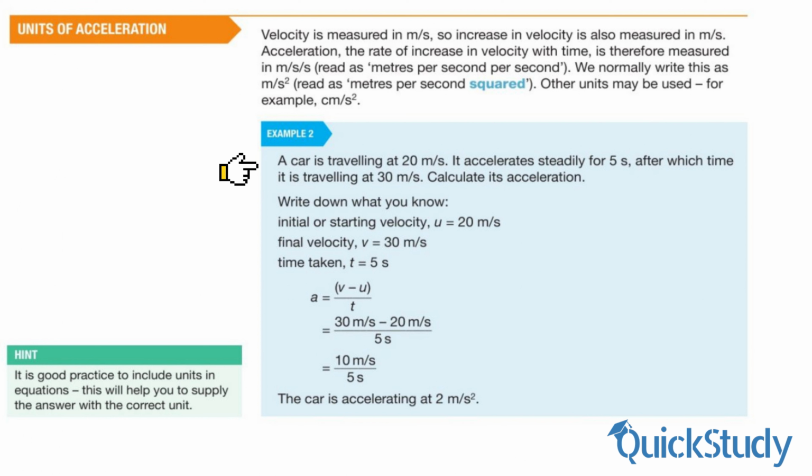Let's calculate its acceleration. Let's write down what we know. The starting velocity, or initial velocity, is 20 meters per second. The final velocity is 30 meters per second, and the time it took is 5 seconds. As we know the formula, a = (v − u)/t. So 30 minus 20 divided by 5. It would be 10 divided by 5. So the acceleration of the car is 2 meters per second squared.